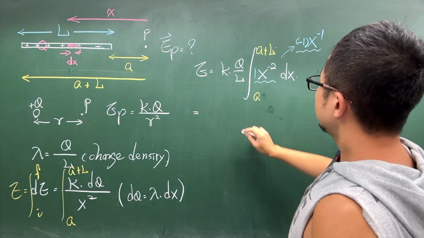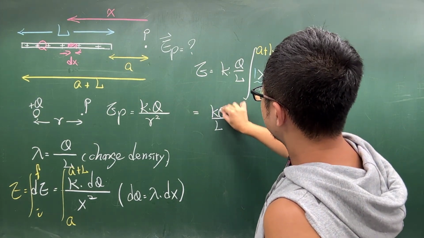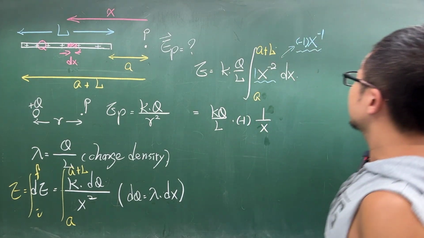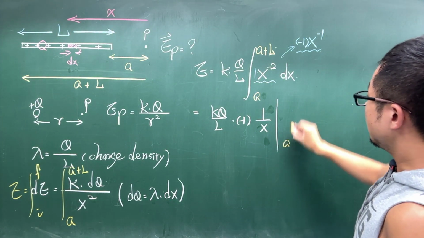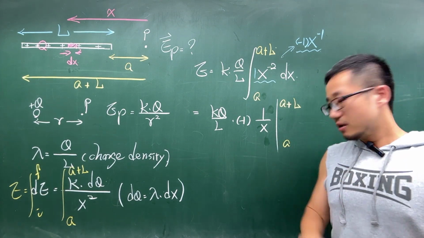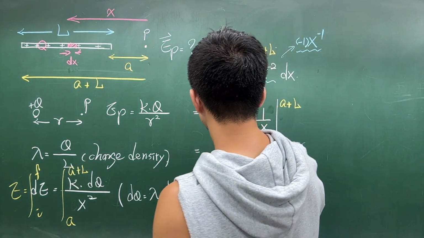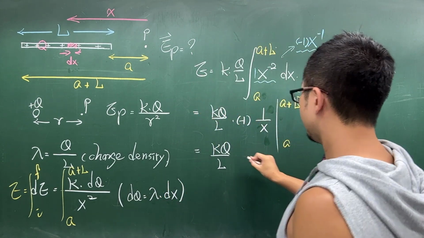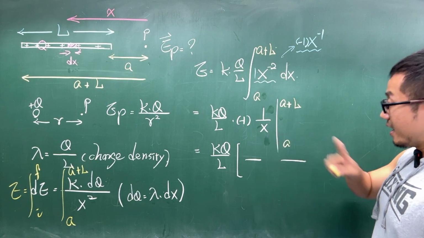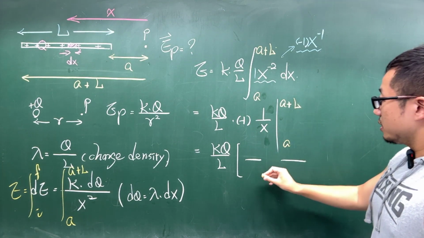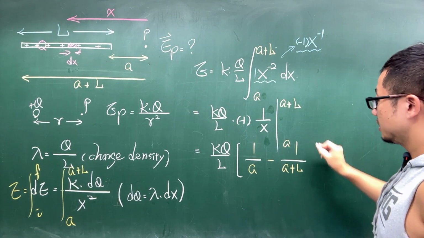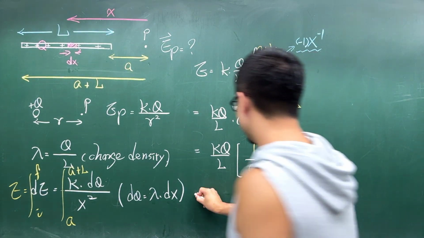Let's keep simplifying this. It now turns out to be K times Q divided by L, times minus x to the minus 1, which is minus 1 over x, evaluated from A to A plus L. Actually, the negative sign can help you switch the upper and lower limits, but you can do that in your mind, so I will just save time and keep going. It will be equal to KQ divided by L times, plugging in A and A plus L for x, and with the negative switching them, 1 over A minus 1 over A plus L. We're so close. Let's just finish it.